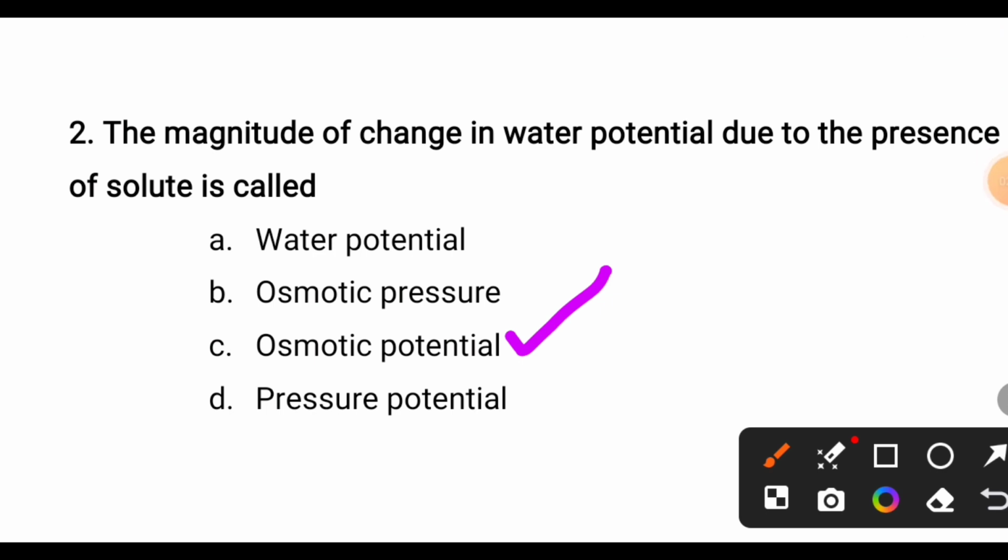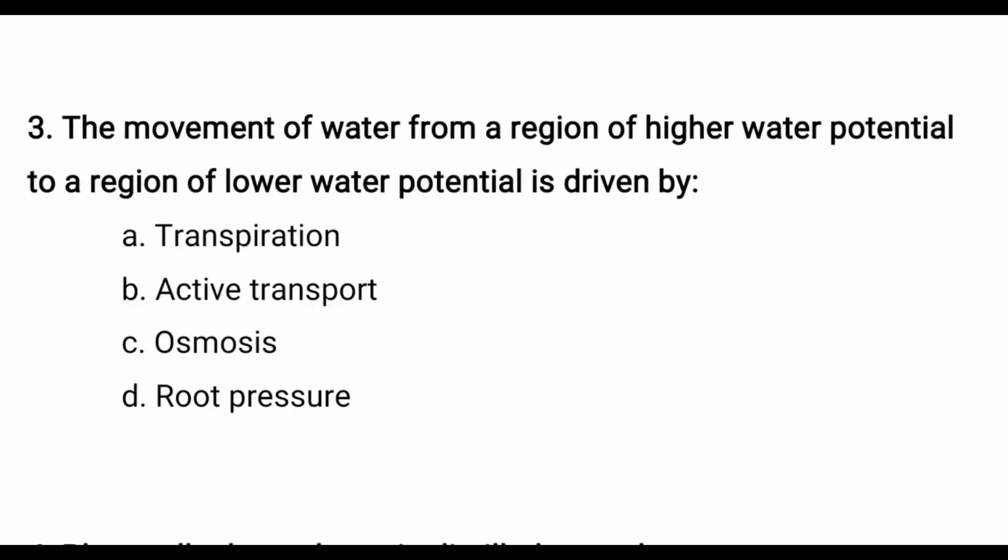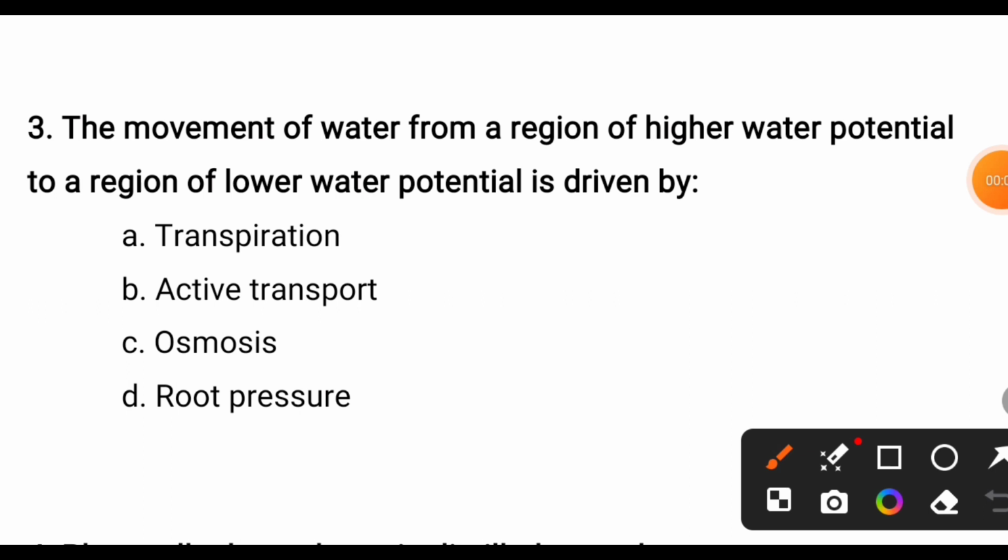So let's see the next question. The movement of water from a region of higher water potential to a region of lower water potential is driven by. Options are transpiration, active transport, osmosis, root pressure. So the correct answer is osmosis. The movement of water from a region of higher water potential to a region of lower water potential is nothing but osmosis. So according to the water potential gradient we are talking.